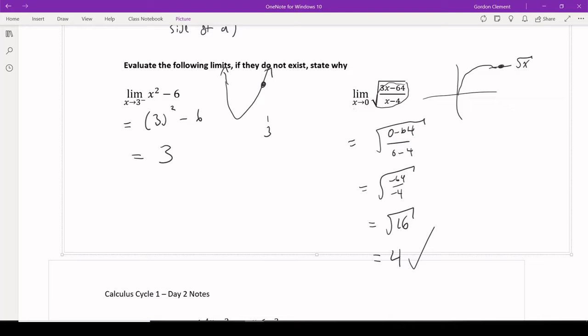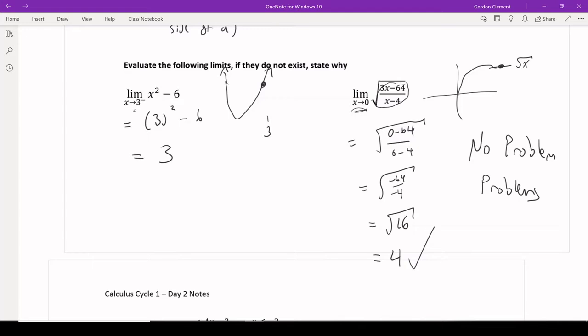Yeah, pretty much. So these are what I call no problem problems. Okay? There's nothing wrong with the function at the particular limiting value. There's nothing weird going on. So if you can plug in and just get an answer, that's going to be your answer.